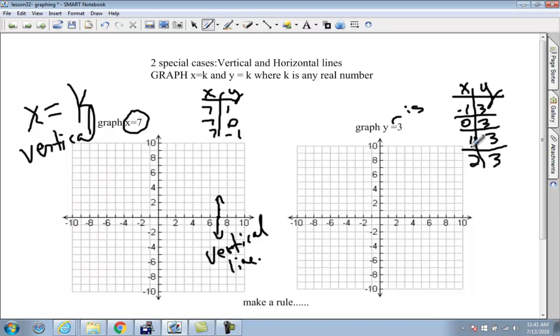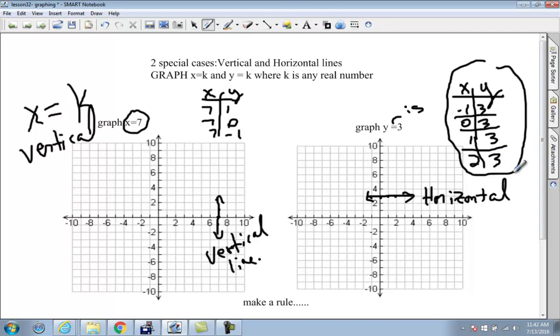And what happens when you plot those points? Well, negative 1, 3, that's right here. 0, 3, that's right here. 1, 3, that's right here. 2, 3, that's right here. And you get the point. It's forming a horizontal line, as you guessed. So you can either memorize that y equals a constant is a horizontal line, shooting through the 3 on the y-axis, or you could always make a table.